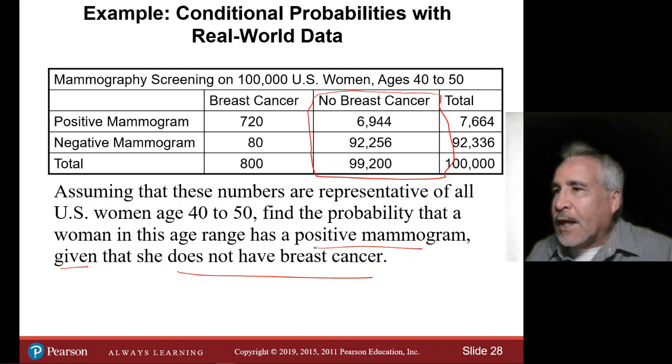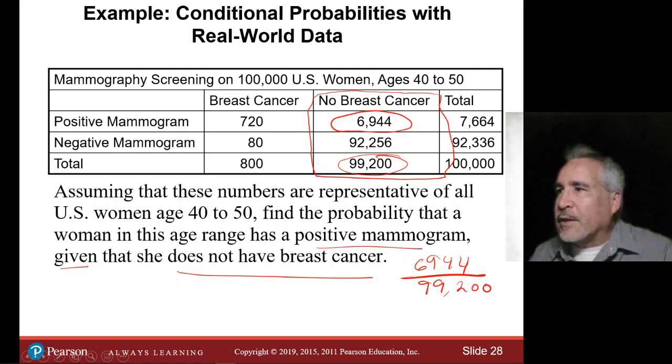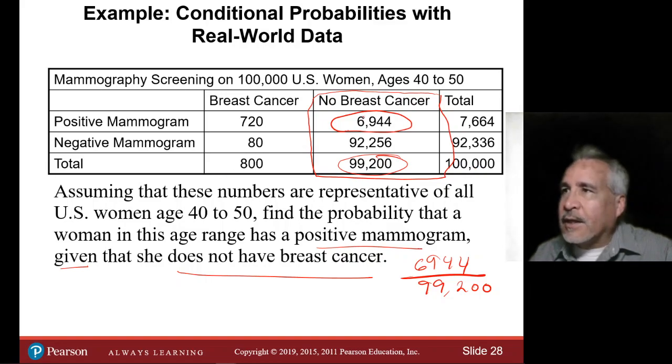And we want to know what percentage would have a probability of having a positive mammogram. So that would be these here out of this total, right? 6,944 out of 992. Just a matter of counting. We don't do it out of 100,000. We don't do it out of here. We know that because we've got the given that the woman does not have breast cancer.